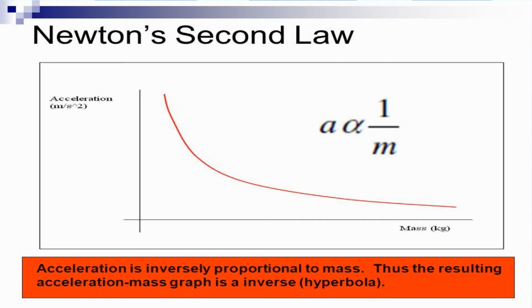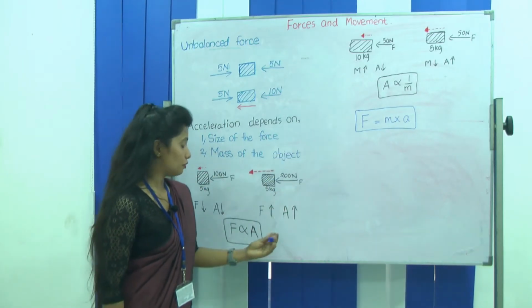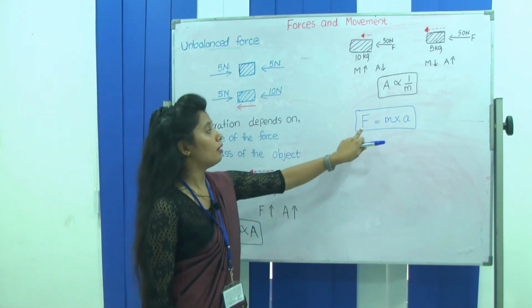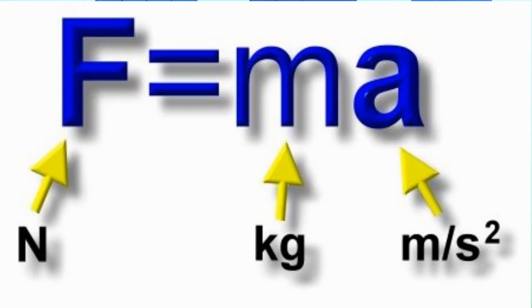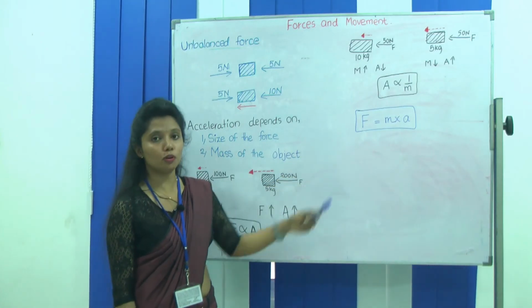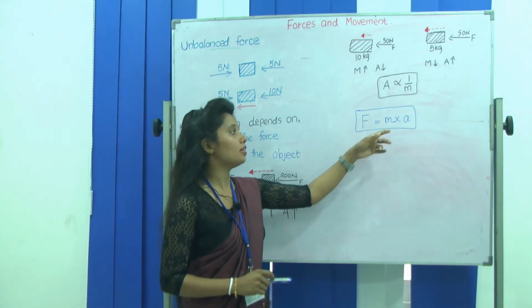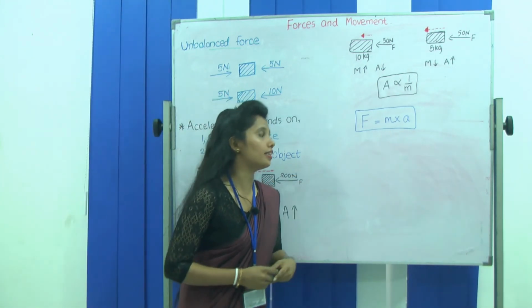With regard to these two formulas, we can create one common formula: force is equal to mass times acceleration. We can use this formula to do our calculations in order to find force, mass or acceleration.